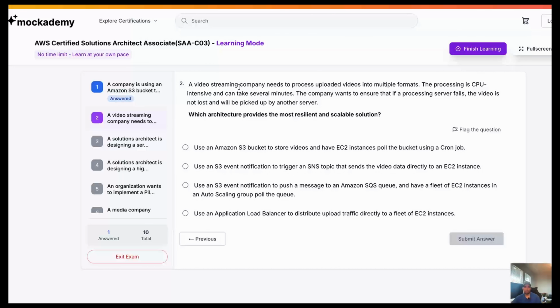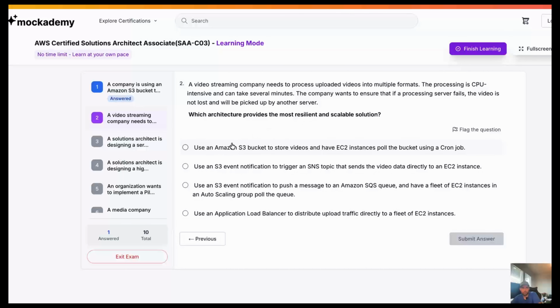A video streaming company needs to process uploaded videos into multiple formats. The processing is CPU intensive and can take several minutes. The company wants to ensure that if a processing server fails, the video is not lost and will be picked up by another server. Which architecture provides the most resilient and scalable solution?